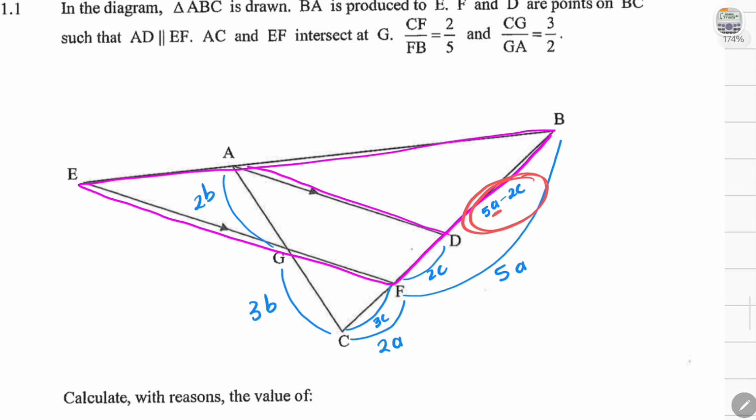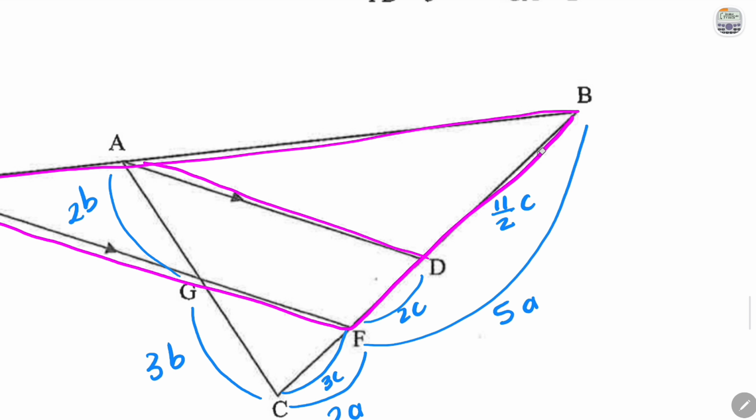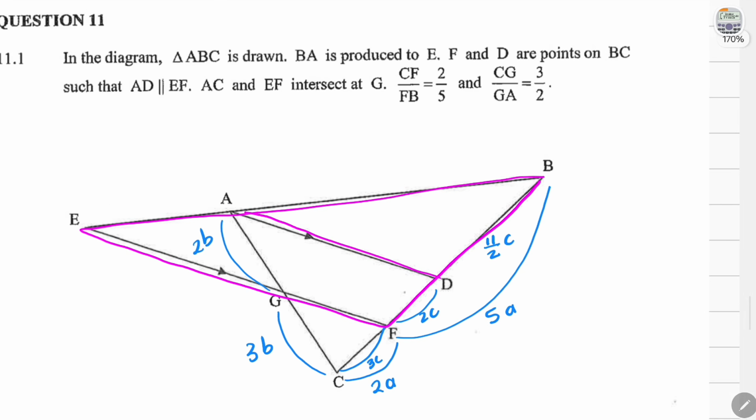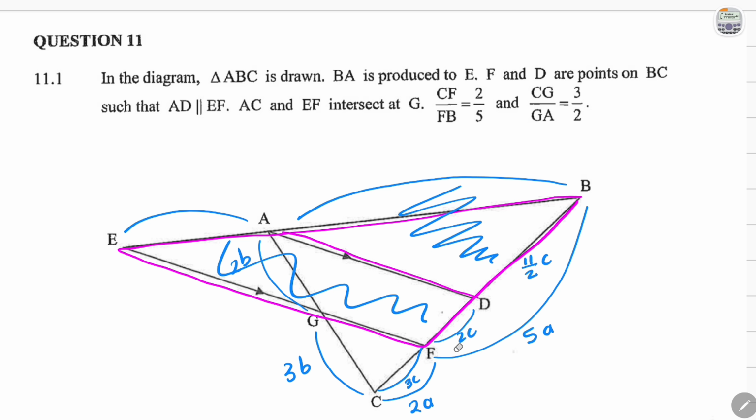Now we can finally find what they're asking us for. So instead of writing this as 5A minus 2C, just call it 11 over 2 C. And now here we are. We have this in terms of C, this in terms of C. They wanted us to find BA over AE. We can easily find that now. BA lines to the 11 over 2 C, and then AE lines to the FD, which is 2C. And so we're just going to say BA over AE is equal to 11 over 2 divided by 2.